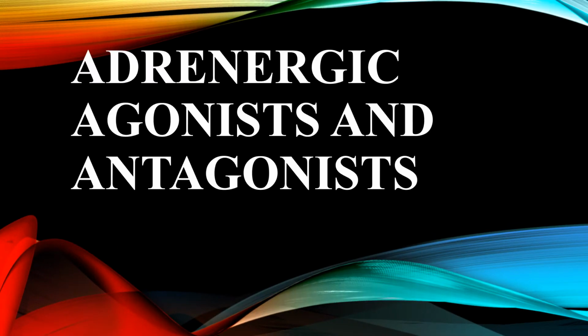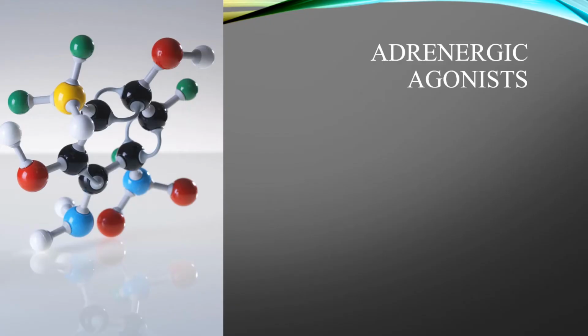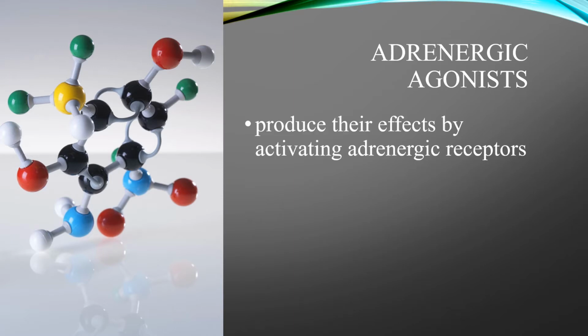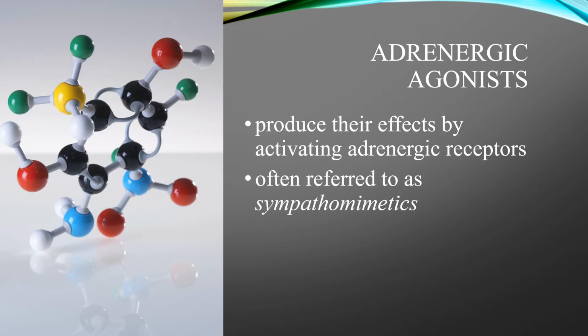The topic is the adrenergic agonists and antagonists. Now, the adrenergic agonists produce their effects by activating adrenergic receptors. Since the sympathetic nervous system acts through the same receptors, responses to adrenergic agonists and responses to stimulation of the sympathetic nervous system are very similar. So because of this similarity, adrenergic agonists are often referred to as sympathomimetics.